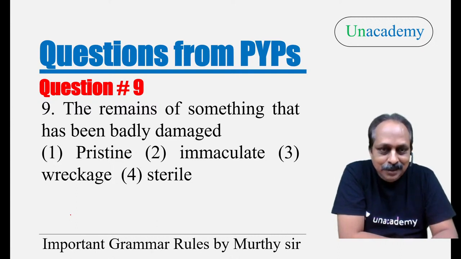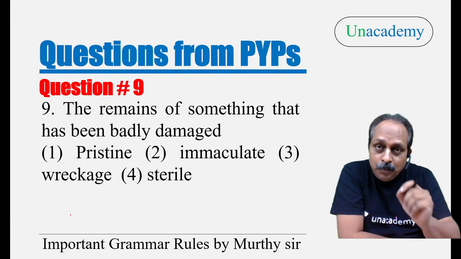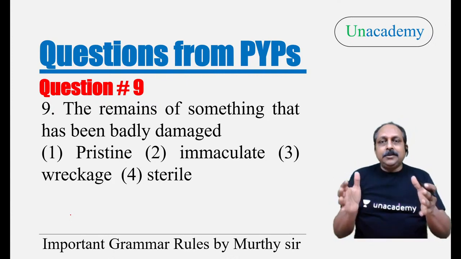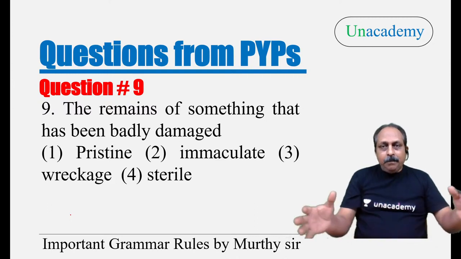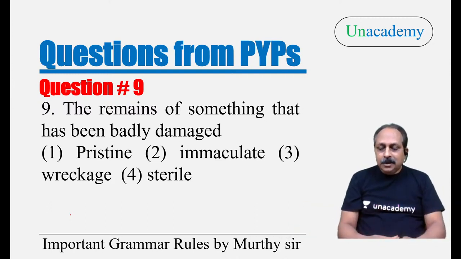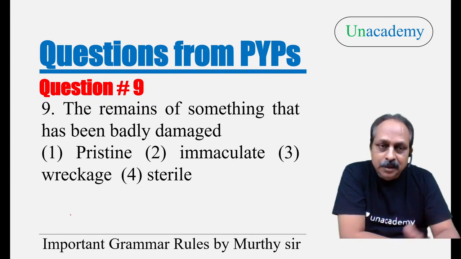Answer is the third option, wreckage. The remains of something that has been badly damaged. Usually, this goes with ships and aeroplanes also. When a ship gets damaged, we use the word shipwreck, and the remaining parts we use the word wreckage. Now, what are the other words? Aeroplane also you can use wreckage.